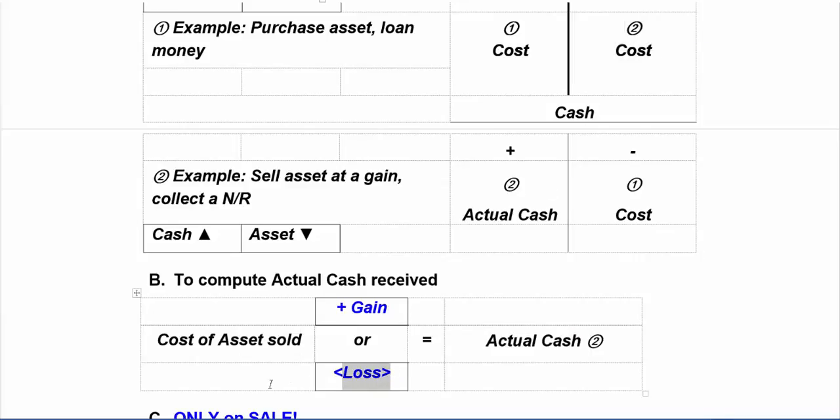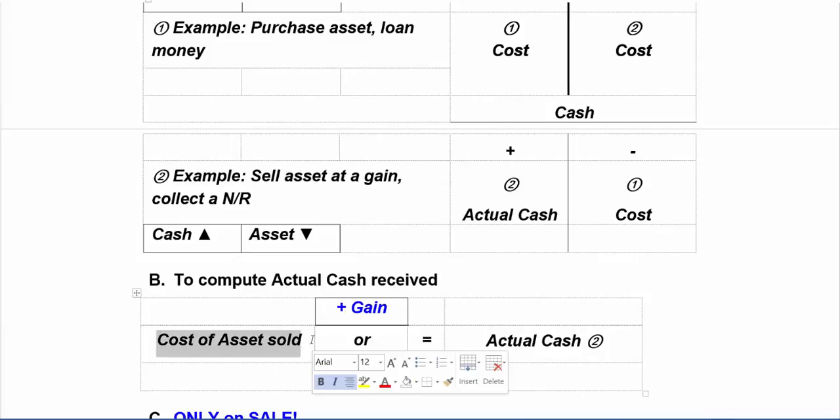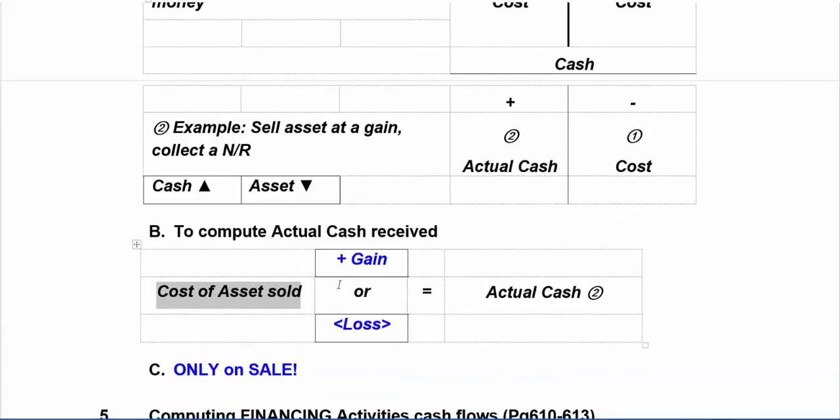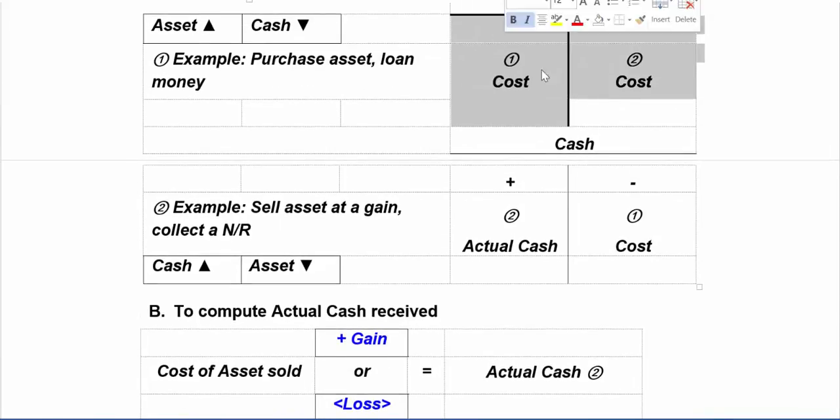This gets a little bit more complicated when it's not something simple like land. When you have something such as depreciable assets, then the book value of the asset sold is used along with the gain or the loss to compute the actual cash received. So book value is the cost of the asset minus its accumulated depreciation. So three accounts would actually be involved in the computation. So notice we only have to do this gain or loss thing on the sales side. The purchase side, super easy. Just the amount of cash is what the asset cost us.